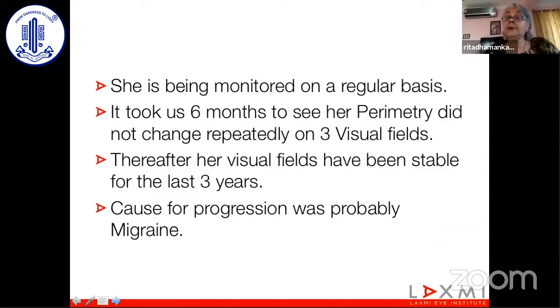She's being monitored on a regular basis, and it took us 6 months to see her perimetry did not change repeatedly on 3 visual fields. Thereafter, her visual fields have been stable for the last 3 years. The cause for progression was probably migraine.